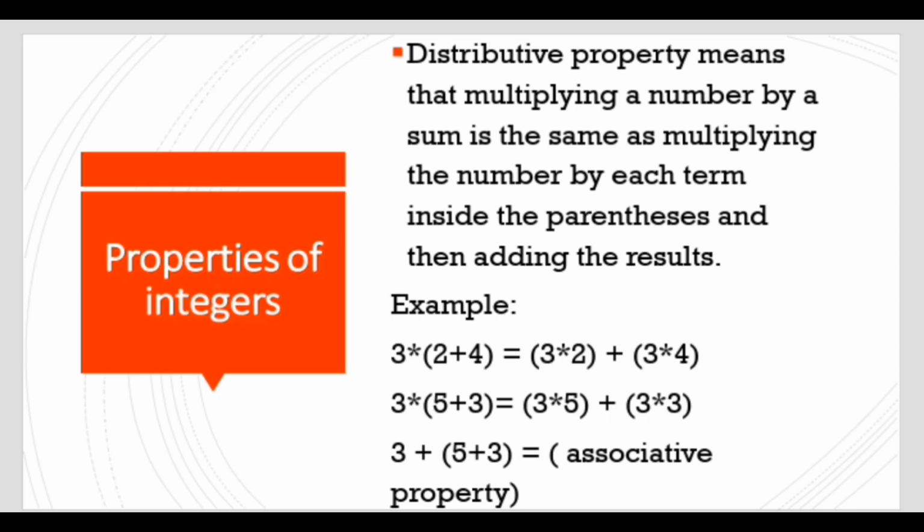As you can see, 3 plus bracket 5 plus 3 is what? Associative. So they are different. Always notice that. 3 times bracket 2 plus 4: how you can solve it is by distributing the 3 to each of the integers in the bracket, multiplying, and then adding them together to give you the final answer. But if there is addition all through, then it's going to be the associative property.